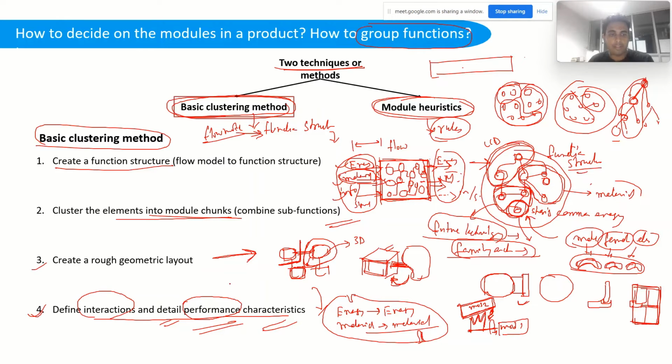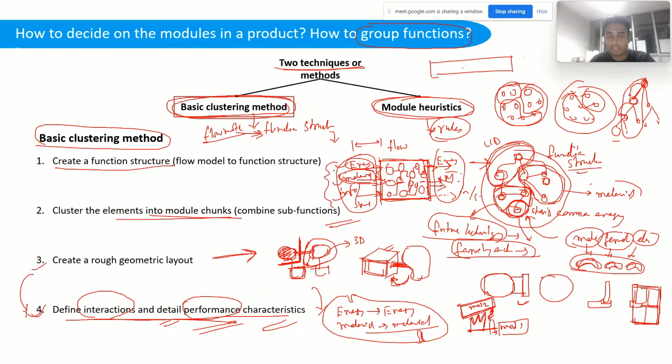Then the next thing we do is check various interactions which can hamper the particular performance. For example, if it's an electrical or electronic device, there can be some unit which can generate some sort of heat energy. You need to make sure that when you connect this module with some other module, there is some sort of heat shield.